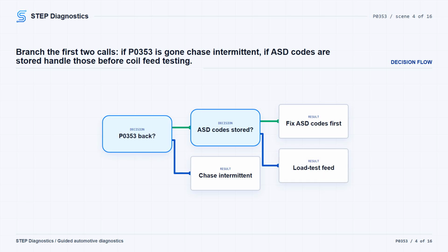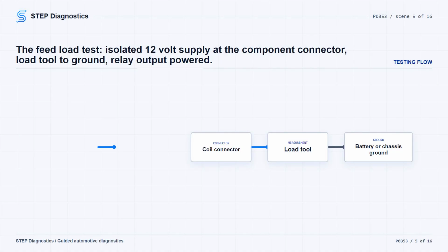Next, look at the recorded codes. If any ASD-related codes are present, handle those first. If there are no ASD codes, move on to the coil feed circuit test. Now check the relay output feed for high resistance by load testing the 12-volt supply circuit. Disconnect the component harness connector so the 12-volt supply circuit is isolated. Connect the positive lead of the load test tool to that supply circuit at the component connector, and connect the negative lead to battery ground or a good chassis ground.